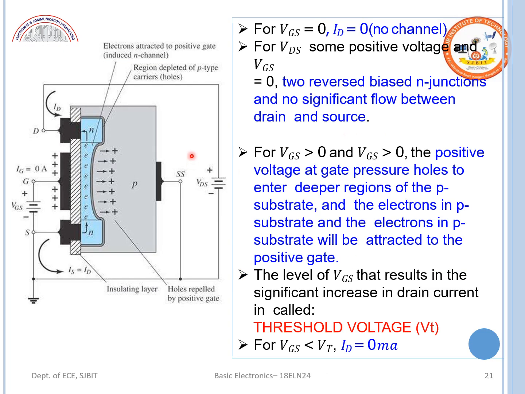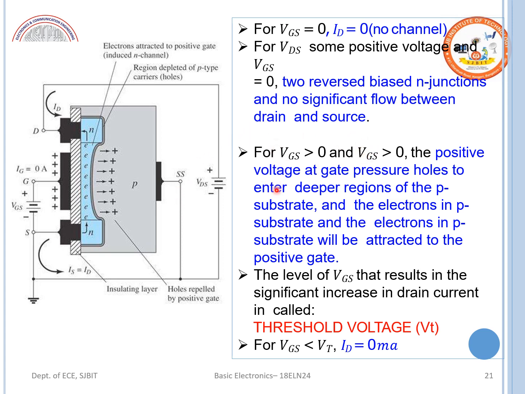Now, when we come to the working principle, for VGS equal to 0, the current ID would be equal to 0. For VDS some positive voltage and VGS equal to 0, because it is an enhancement type, there are two reverse biased PN junctions, and no significant flow between drain and source.